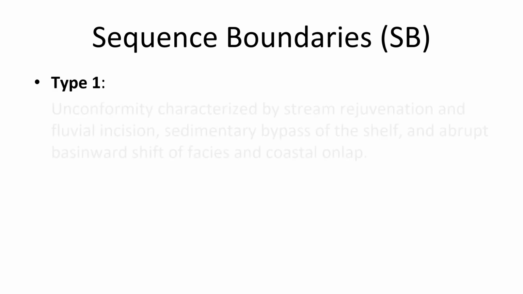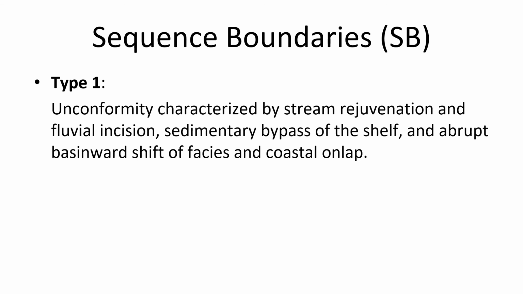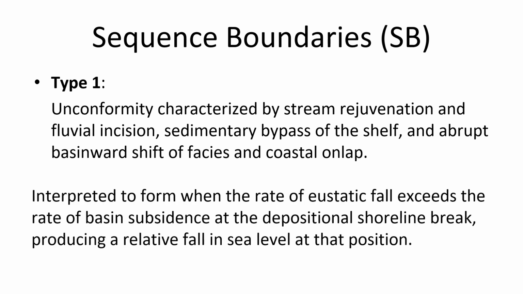A type 1 sequence boundary is an unconformity, but it has what we call stream rejuvenation and fluvial incision. There will be sediments bypassing onto the shelf, and usually a really abrupt shift of facies basinward and some coastal onlap. Well, what does that even mean? Let's look at an example. These are interpreted, by the way, to form when we have eustatic sea level falling at a faster rate than the basin can actually subside as it's getting packed with sediments. Okay, so you get a relative fall in sea level at these positions.